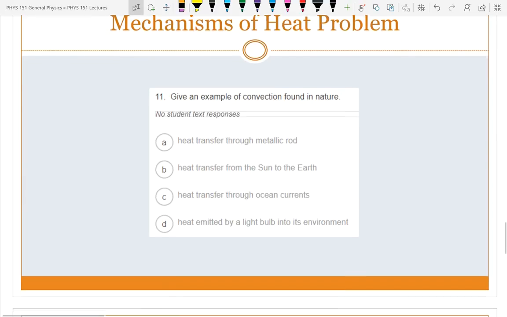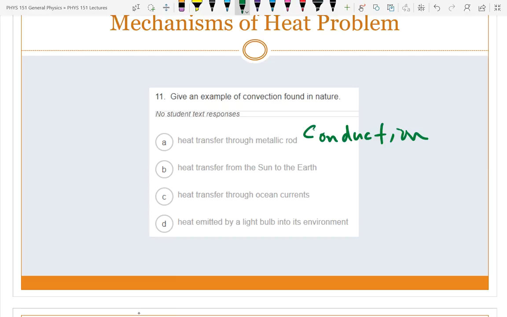I'm going to go through this, and then I'm going to stop. I should have stopped 3 minutes ago. Give an example of convection found in nature. I'm not going to have you just circle one here. I'm going to ask you, what is the first one? Heat transfer through a metallic rod. Which kind of heating is that? That's conduction, because it's going through a physical object.